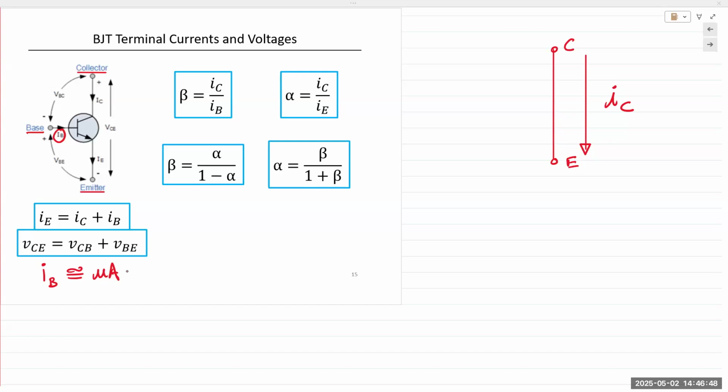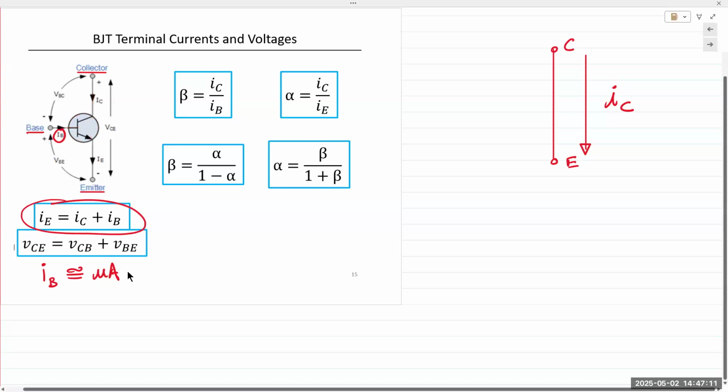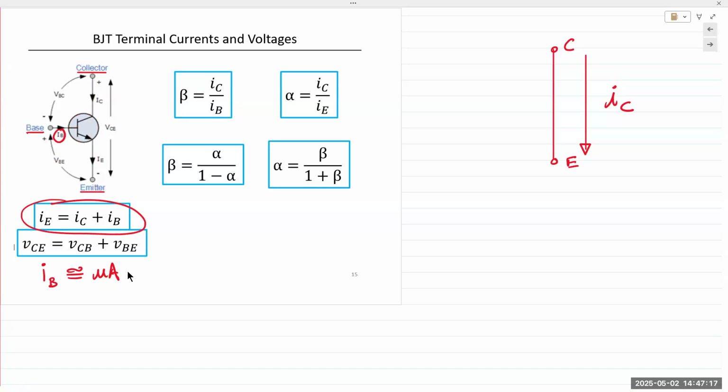So if we consider this transistor as a single node and apply KCL, you have current IC coming down from the top, and you have the base current IB coming in and combining with IC. When we apply KCL at the junction, we obtain IE is equal to IC plus IB. But IB is typically very small. So we can say that IE, the emitter current, is approximately equal to IC.